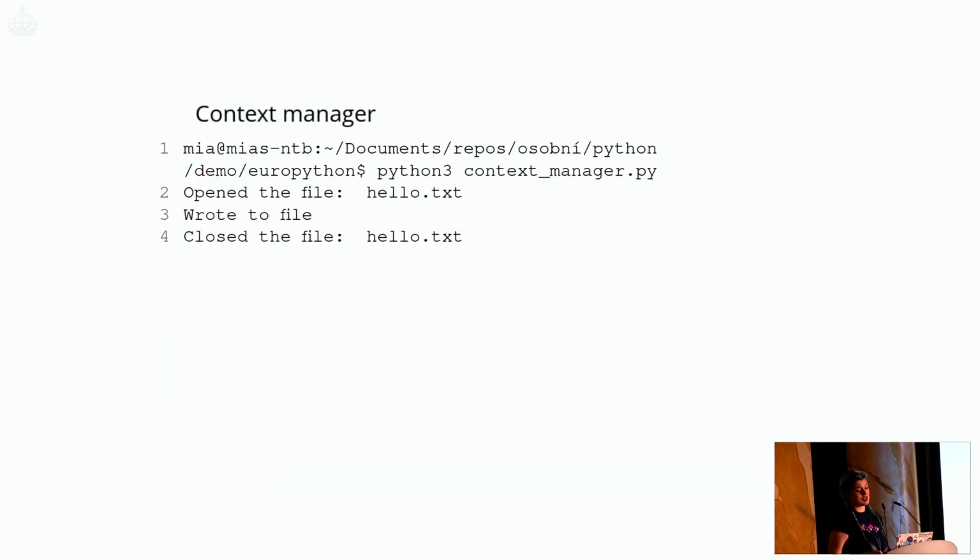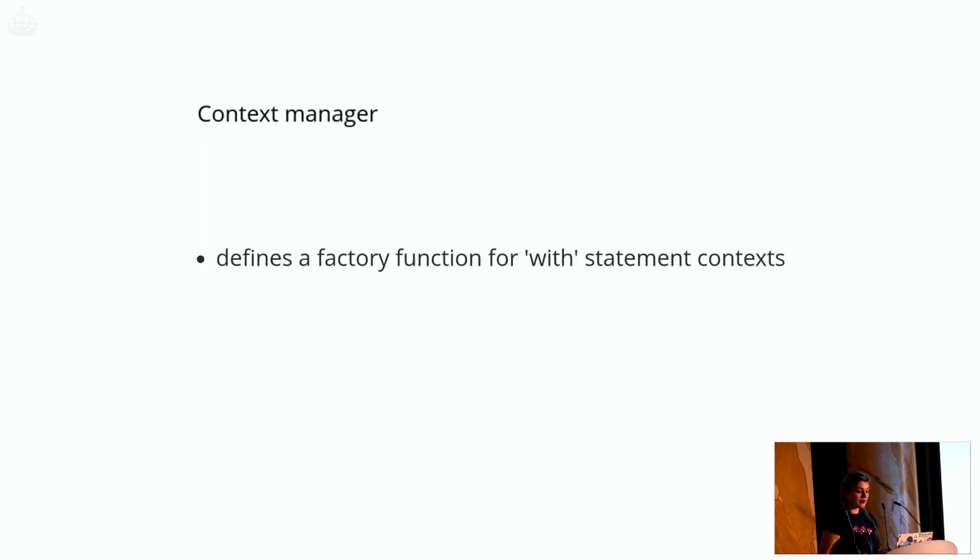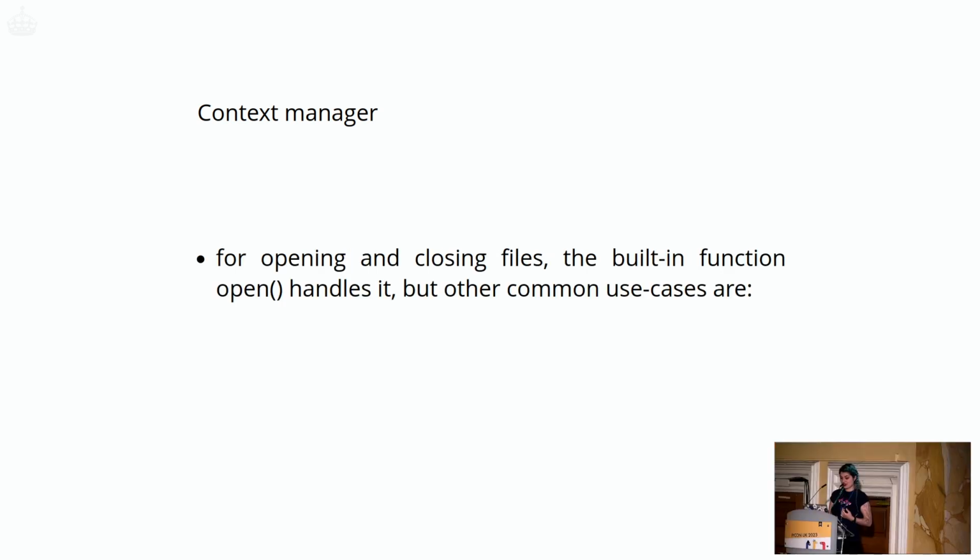So if we run this example, we can see that first we opened the file, then we wrote to the file, which was an operation inside the with statement, and at the end we closed the file. So contextmanager defines a factory function for with statement context. It provides a clean, easy to read way to manage resources that need some setup and teardown phases. And you can nest multiple context managers in with blocks to use them at once, or use a single with statement by separating them with commas.